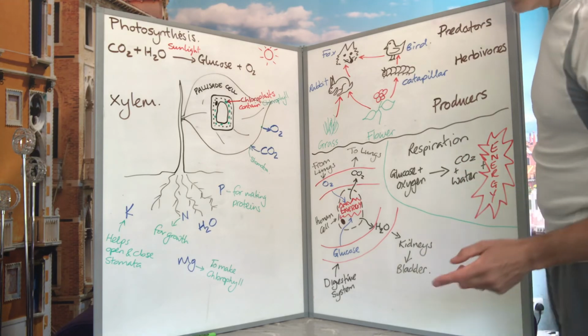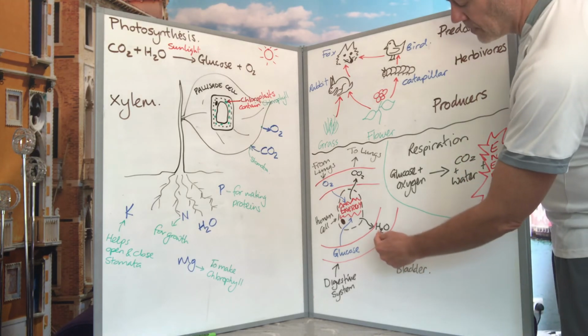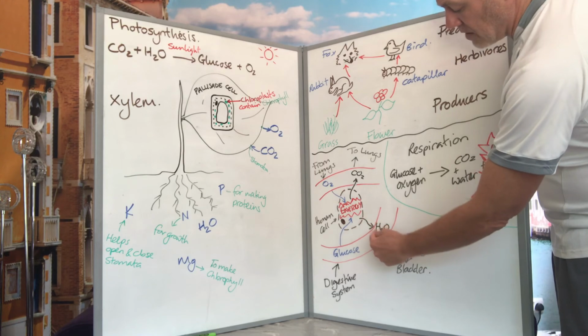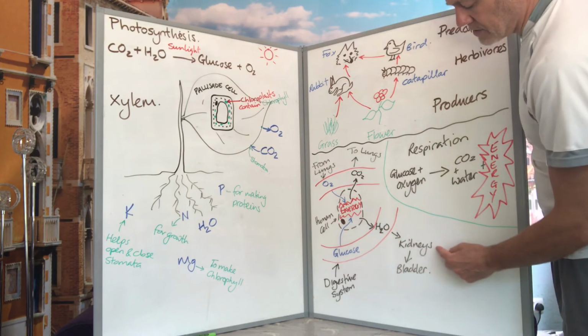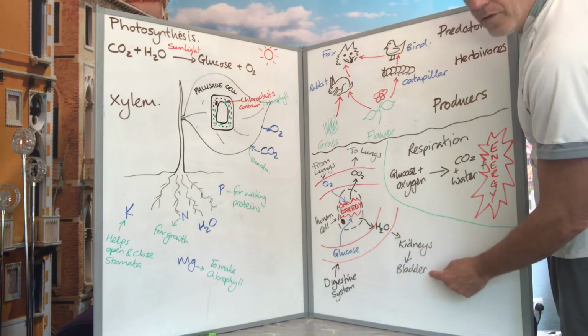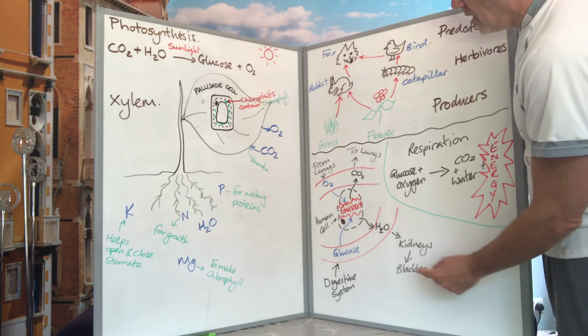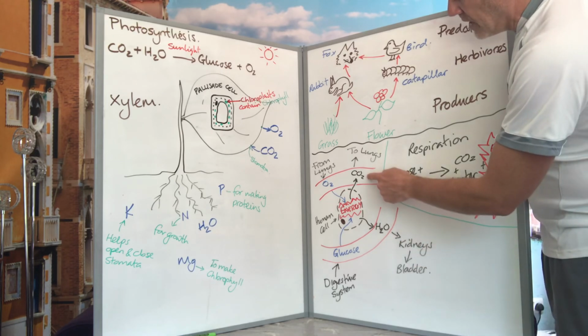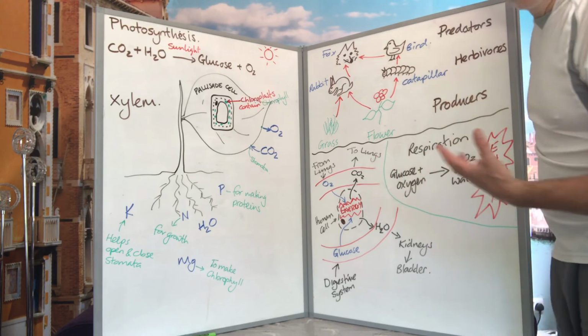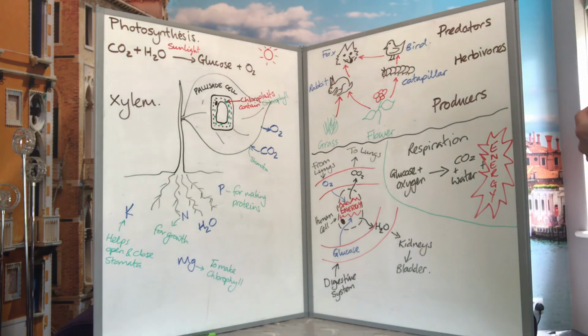However, we've got waste products and we want to get rid of those. So the water comes out back into the blood and to the kidneys, and some of it will go to the bladder. And the carbon dioxide travels back through the blood to the lungs, and we breathe that out. Okay, so they are the key points that you need to understand.